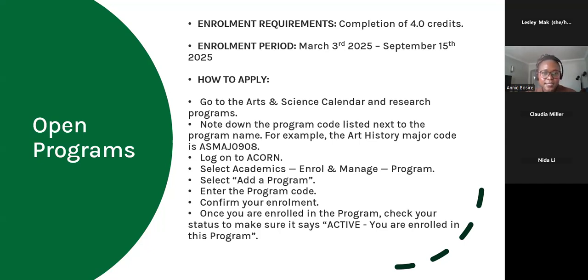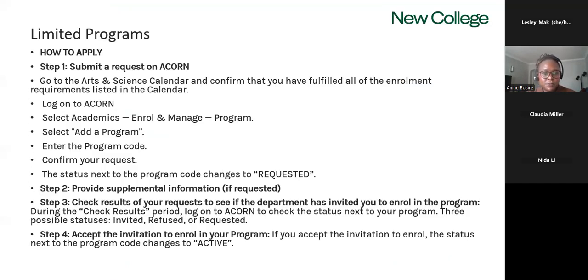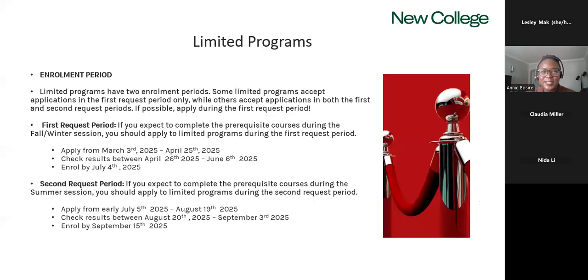You'll go to the Arts and Science calendar and research the programs. Once you have identified the program you're interested in, get the code and log into your Acorn. Under the academic section, you'll go to Enroll and Manage, add the program code, and once you confirm that, you'll see that it shows as active, meaning you're enrolled in the program.